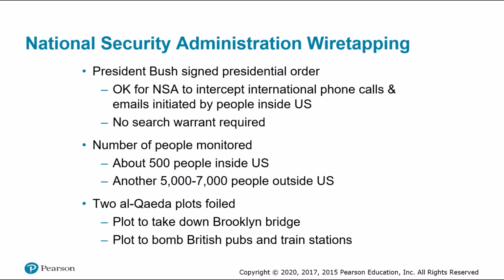Sources told the New York Times that the surveillance program had foiled at least two al-Qaeda plots. An Ohio truck driver, Lyman Ferris's plan to bring down the Brooklyn Bridge with blowtorches, and another scheme to bomb British pubs and train stations. Civil libertarians and some members of Congress objected to the program, arguing that warrantless wiretapping of American citizens violated the Fourth Amendment to the U.S. Constitution.